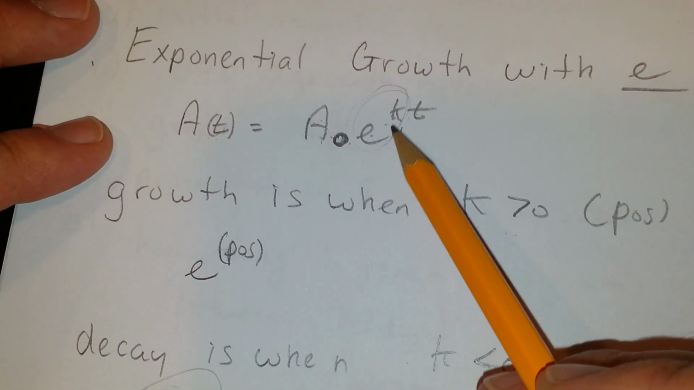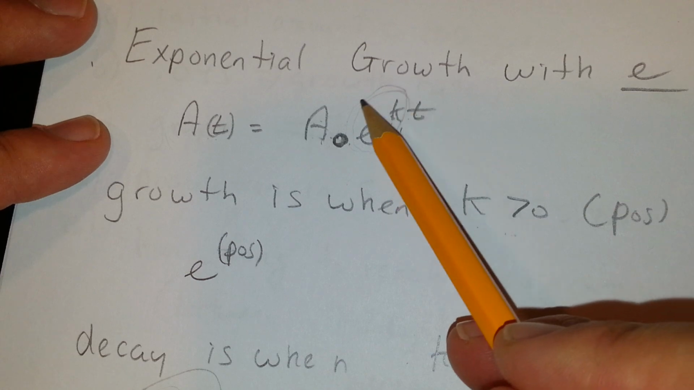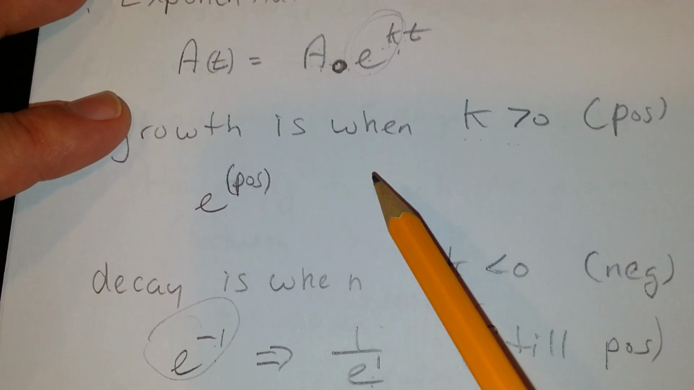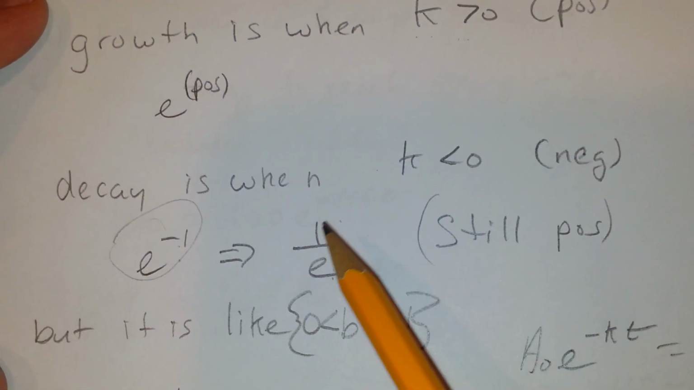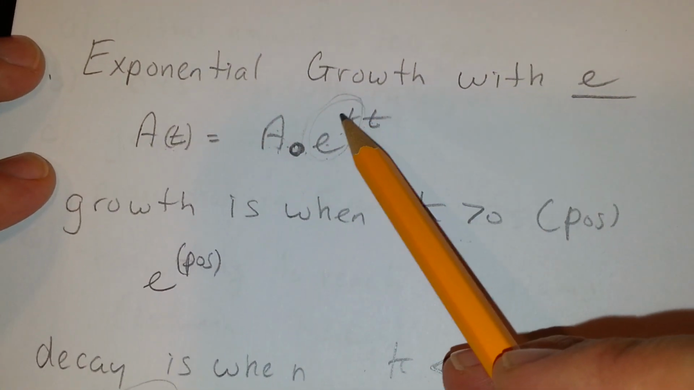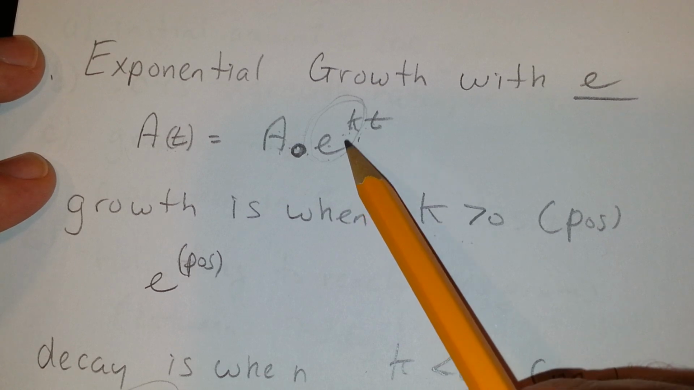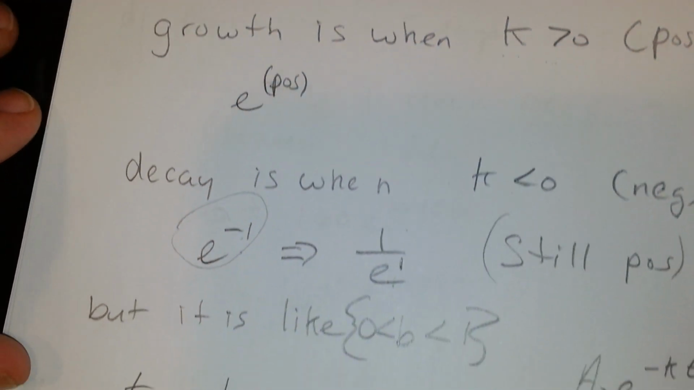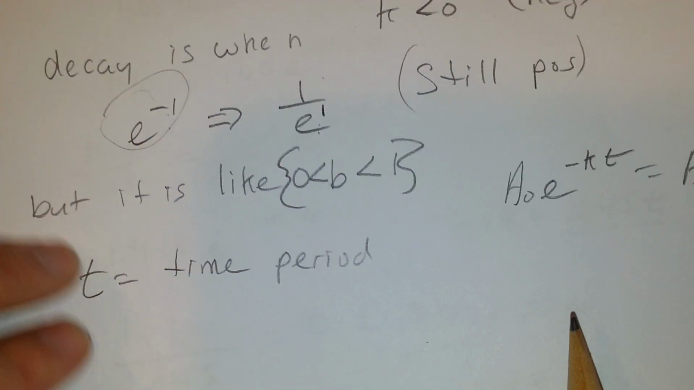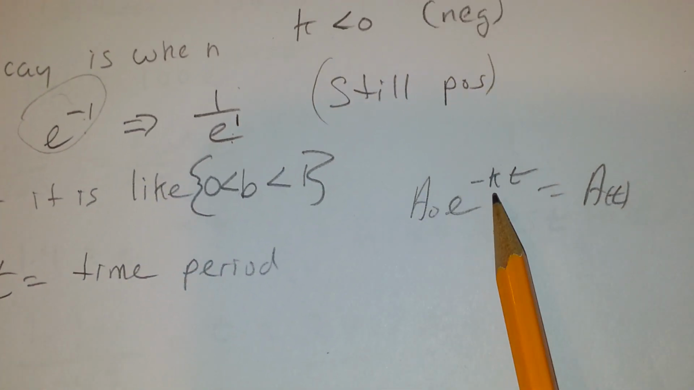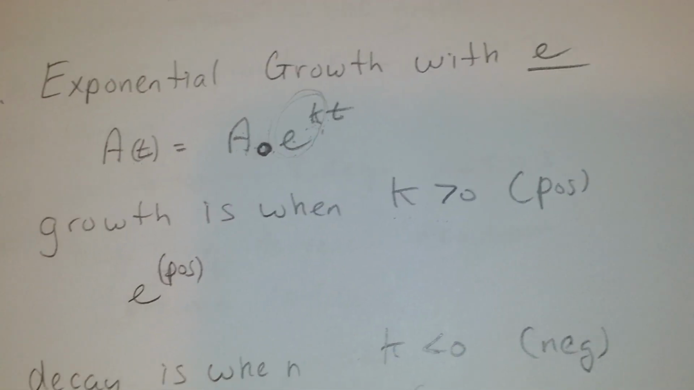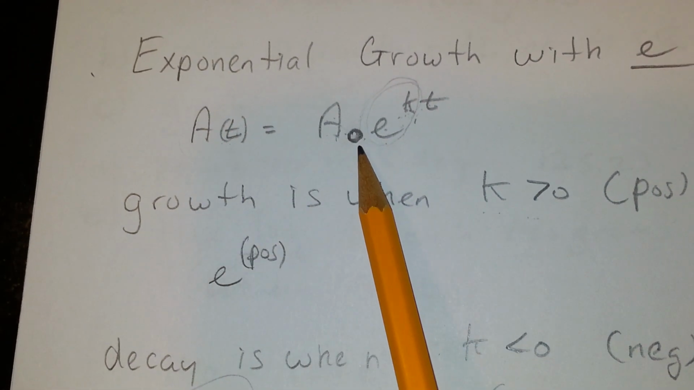So basically, when k is positive, your b is greater than 1. And when k is negative, your b is a fraction. So you have decay when k is negative, growth when k is positive. And k is negative in decay, t is your time period. So here's your basic formula we're going to be going off of.